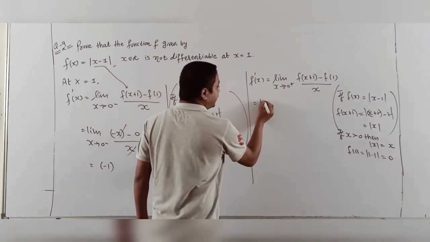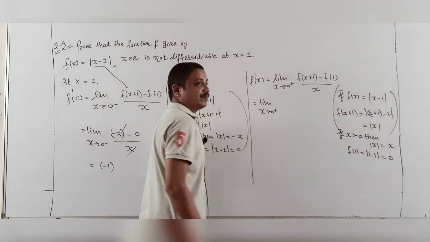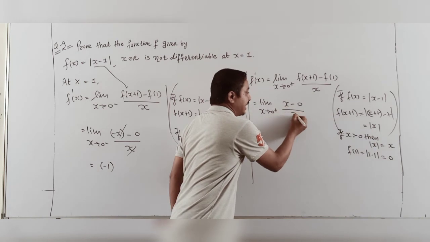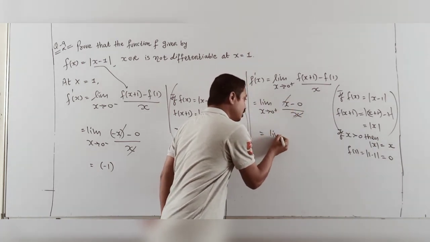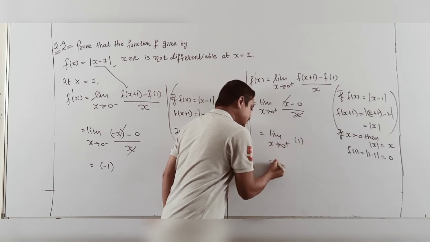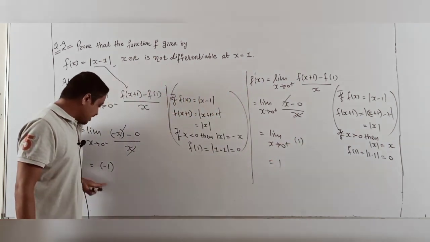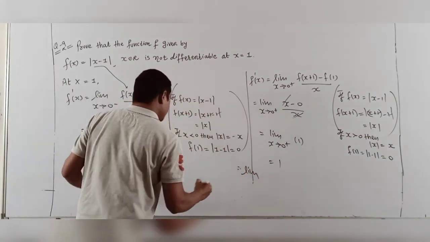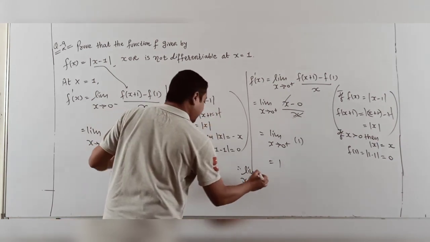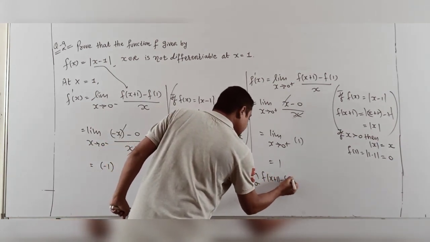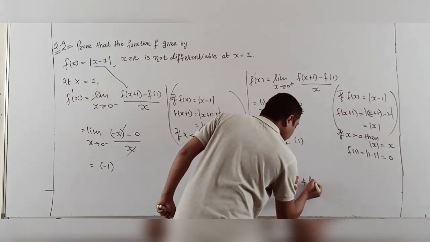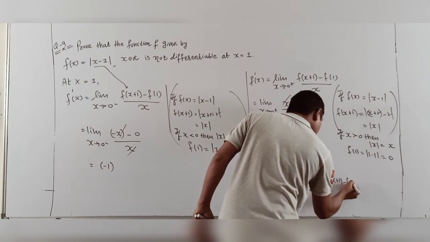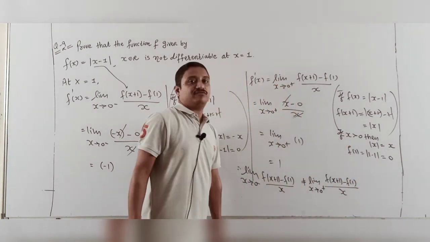So finally I am done. Limit x tends to 0 positive. This f of x plus 1 is what value? x. It is 0 by x, 1. Check, this one and this one, are they the same answer? No. That's why the limit x tends to 0 negative of f of x plus 1 minus f(1) by x is not equal to the limit x tends to 0 positive of f of x plus 1 minus f(1) by x. Both are different students.